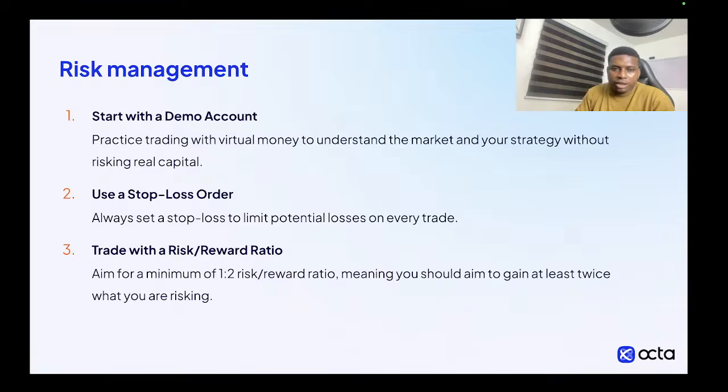Three, trade with a risk to reward ratio. Aim for a minimum of 1:2. Like I explained earlier, you are willing to risk 1% to gain 2%. This is very, very important. A 1 to 2 risk to reward ratio means that you aim to gain at least twice of what you are risking.